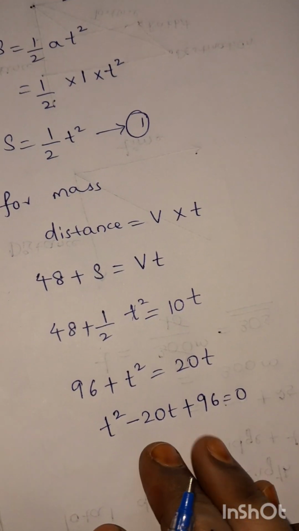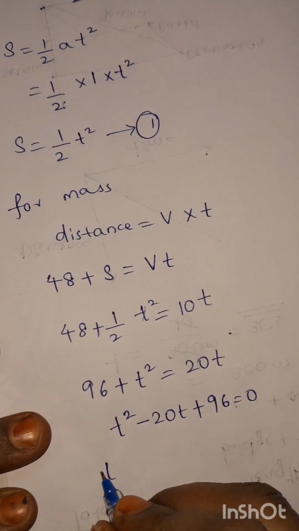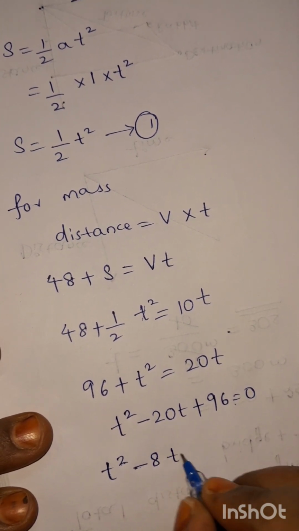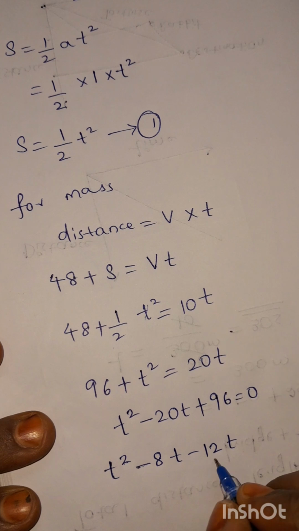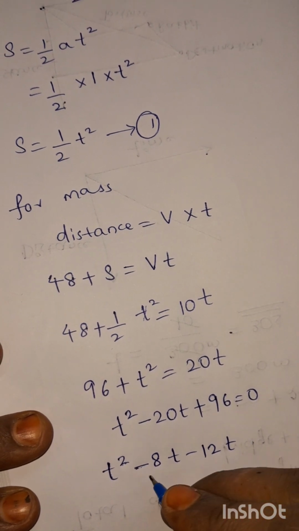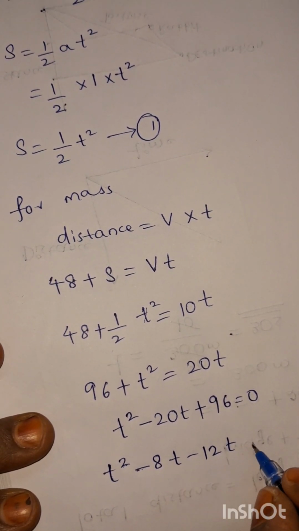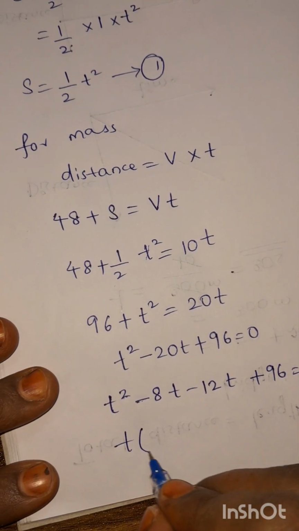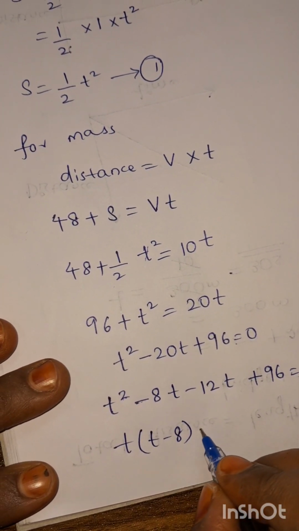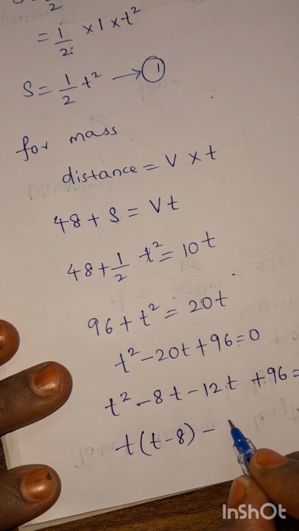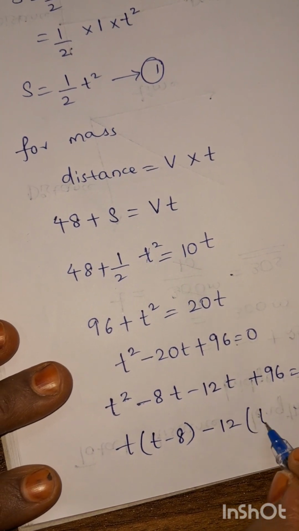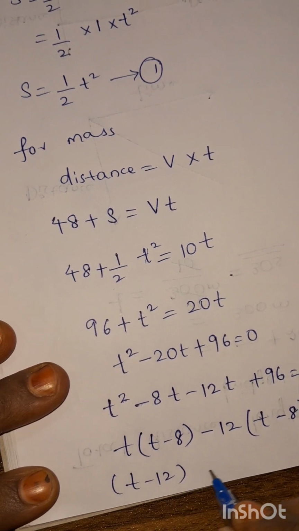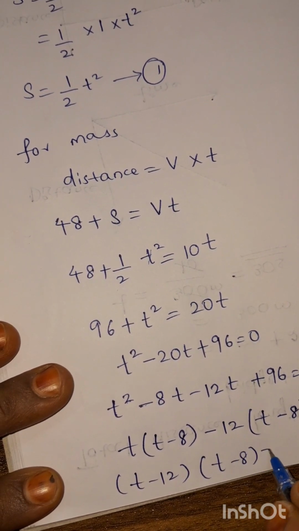This is in the form of a quadratic equation, so we can take the factors. t square minus 8t minus 12t. So 8 into 12 is how much? Again 96. So that's why I have taken minus 8t and minus 12t plus 96 is equal to 0. I am taking t common, t minus 8, taking minus 12 common. So it will be t minus 8. So your answer will be t minus 12 and t minus 8 is equal to 0.